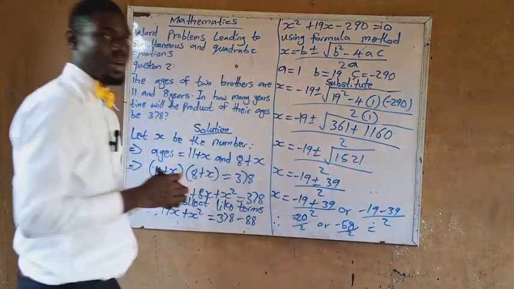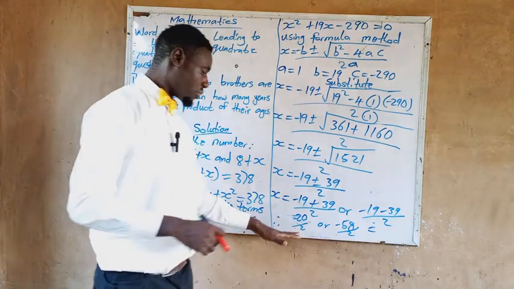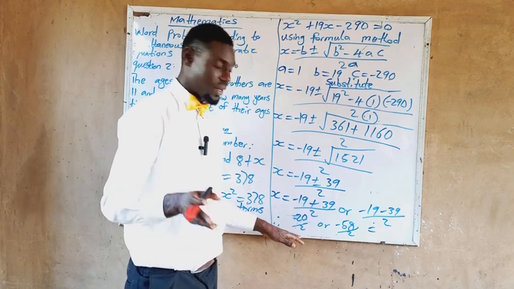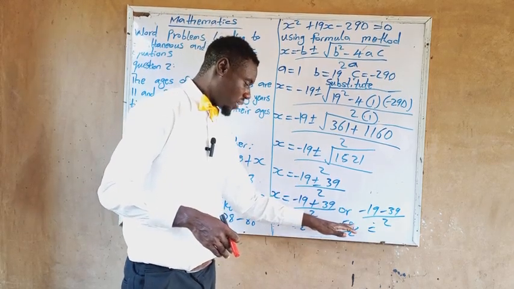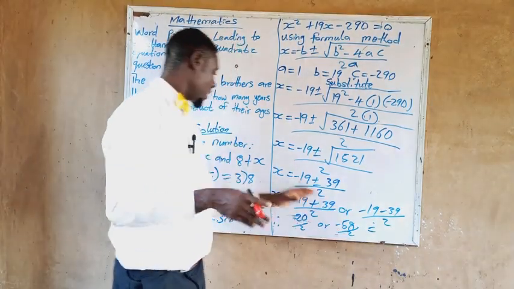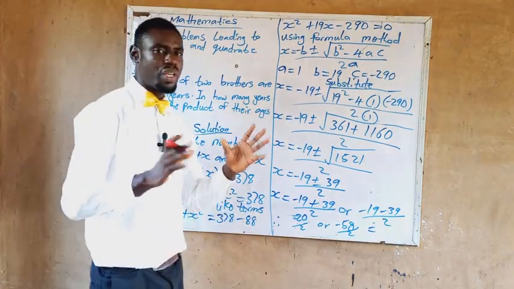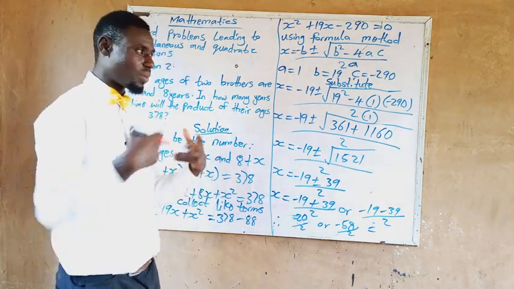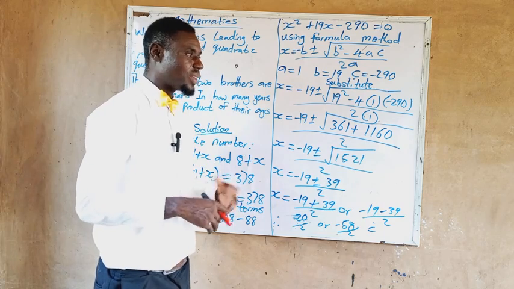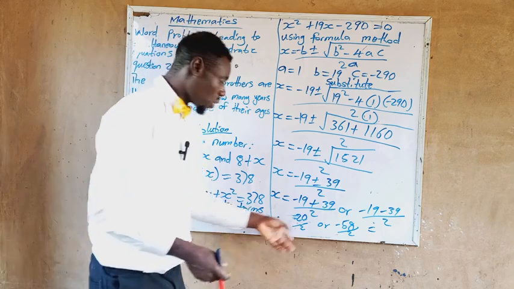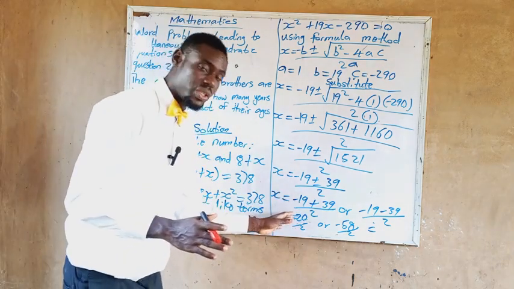Now if you observe very well, it gives us two answers. 20 divided by 2 is 10, while the other one gives us a negative value. When we are dealing with age, we don't want to take a negative, because negative is not part of age. I can't ask you how old you are and you tell me your age is minus 29. Does it make sense? So we are going to take the positive value, which is just 10.